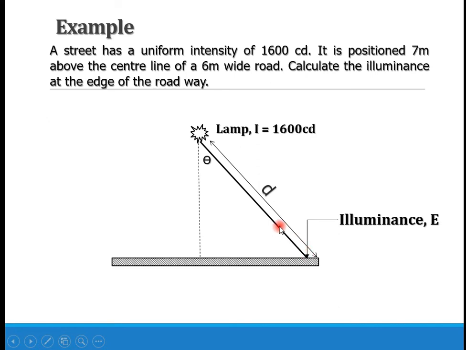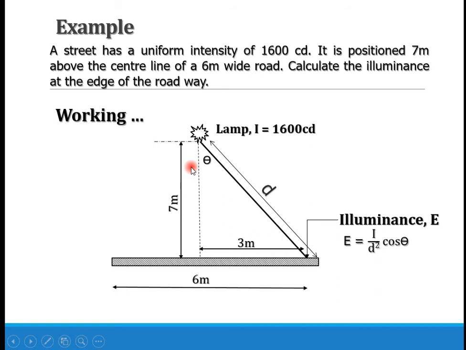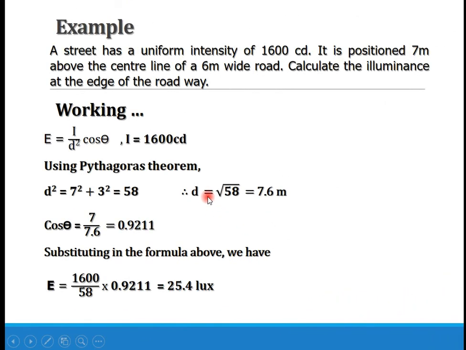And so this distance from the center of the road to the lamp is 7 meters, because the question says that it is positioned 7 meters above the center line of a 6 meter wide road. So assuming this hatched rectangle is the road, and it is 6 meters from edge to edge, where the pole is positioned. And half of that is going to be 3 meters, because we need 3 meters to determine the value of D. We are going to use the formula, which is E is equal to I over D squared times cos theta. So we need to know the value of D by using the Pythagorean theorem. So in this case, we will use the Pythagorean theorem to determine D.